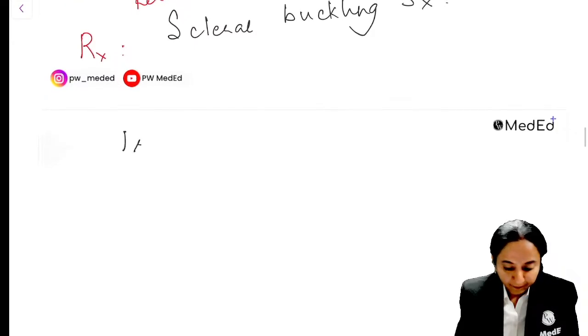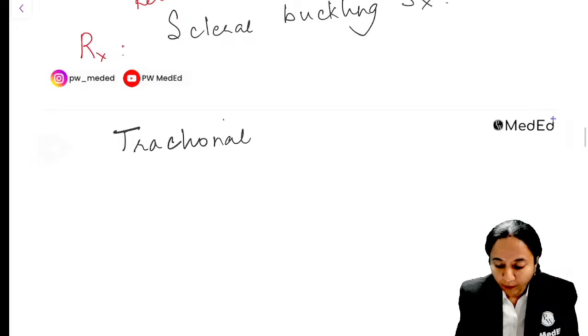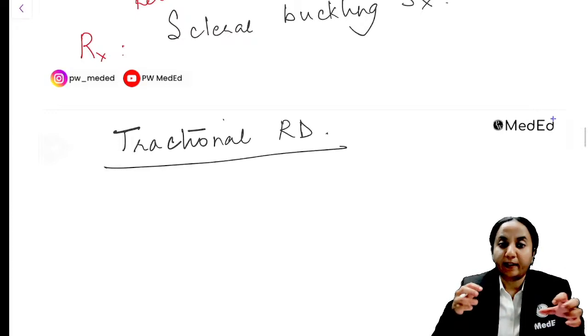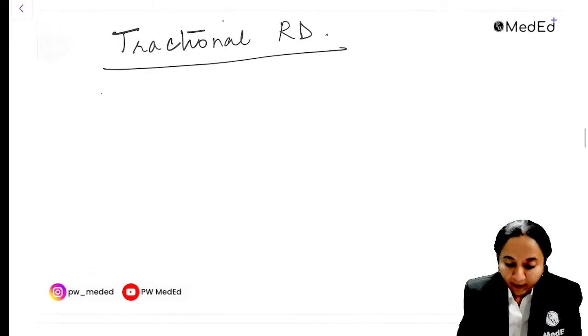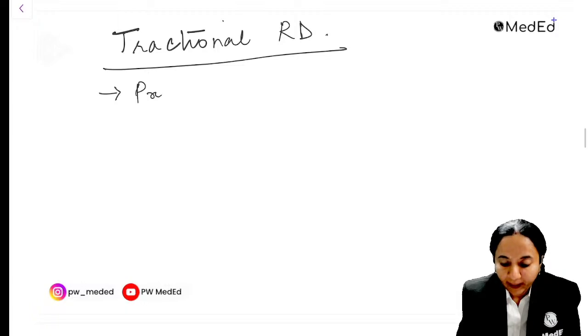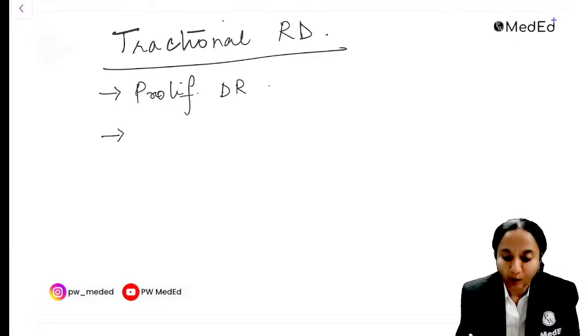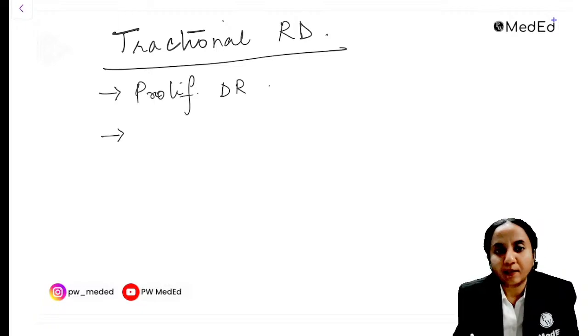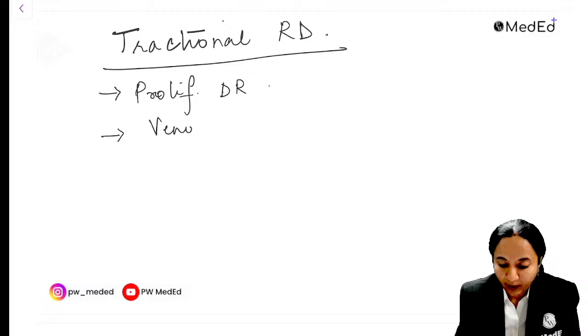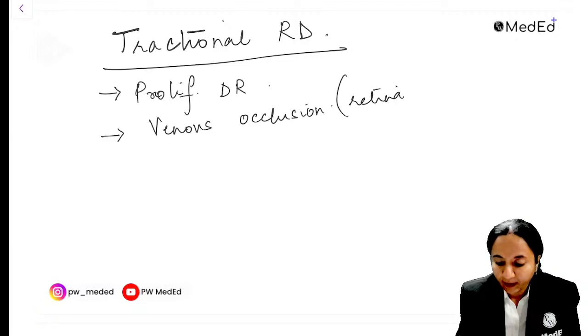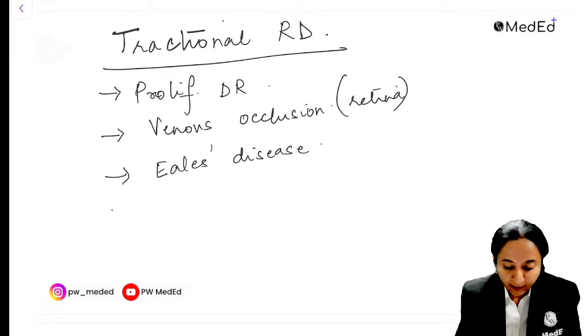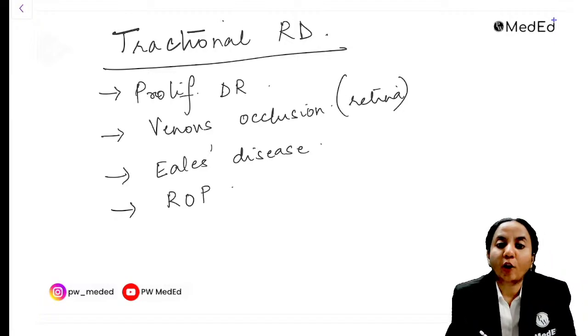Next, tractional RD. Tractional RD means it is because of traction or pull exerted on the retina. Now, this is associated with disorders like proliferative diabetic retinopathy, that is PDR. It can be seen in venous occlusions which give rise to long standing vitreous hemorrhage. Retinal venous occlusions may be associated with Eales disease. Another important cause is ROP, retinopathy of prematurity. So proliferative diabetic retinopathy, venous occlusions, Eales disease and ROP.